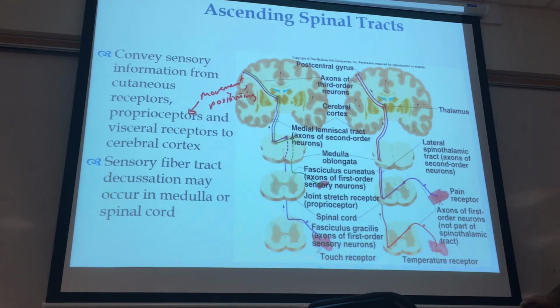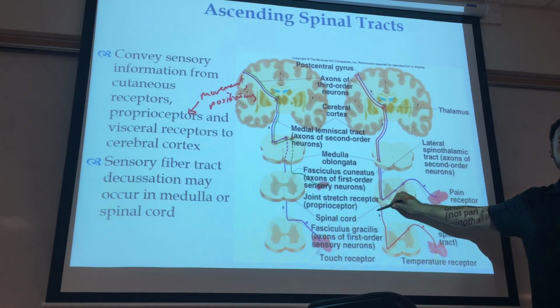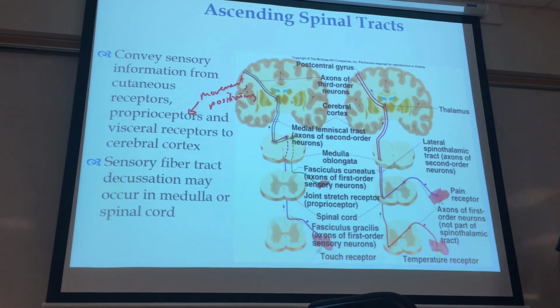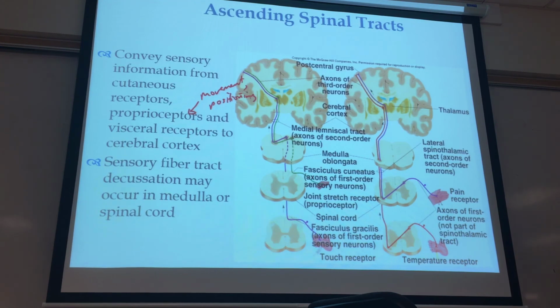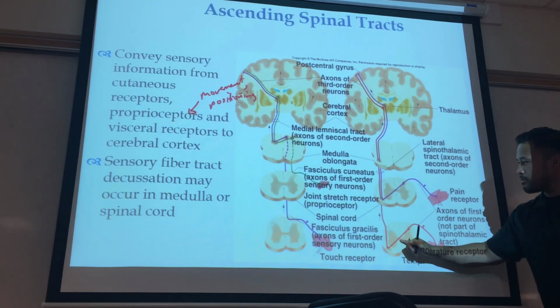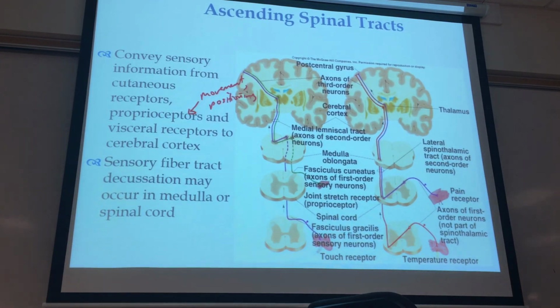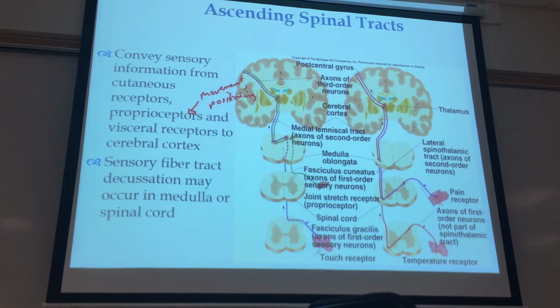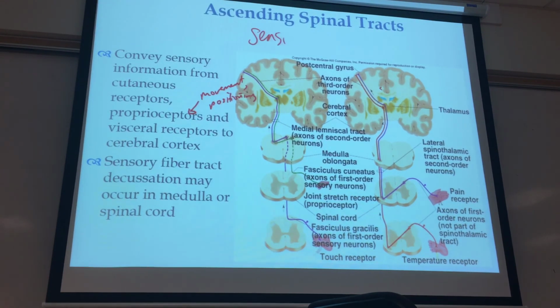Other things might not, depending on which receptors we're looking at. Things like temperature, and again, you don't really need to remember this, or pain, for instance, will cross through the gray commissure. Most of them will cross through the spinal cord segment and make their way up to the brain. So ascending is sensory information sending up.